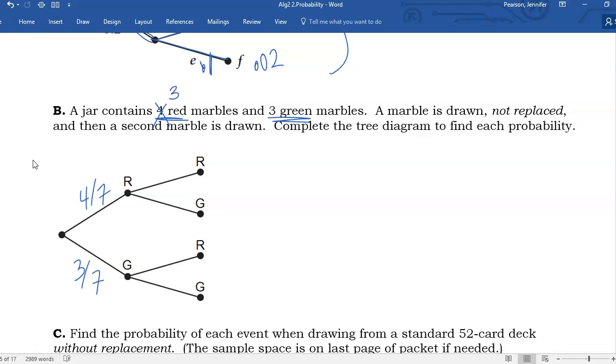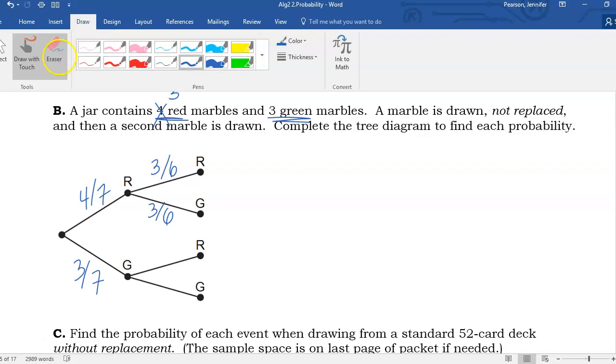That's why this second probability, red given red, is dependent on what we pulled. So now there is a 3 out of 6 chance of getting a red. I lost a red, so there's only 3. That also takes one from the total, so there's only 6 in the total. Chance of getting a green is 3 out of 6. So the probability of red given red is 3 out of 6. The probability of green given red is also 3 out of 6.